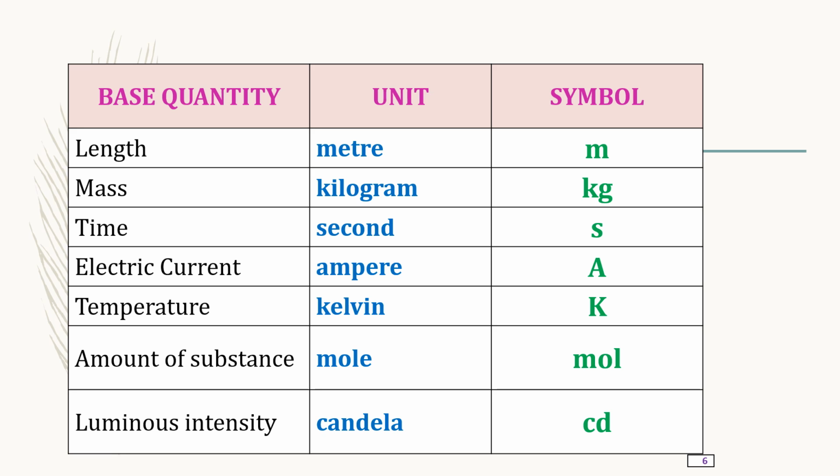Now we will see the unit and the symbol. For length, the unit is meter and the symbol is m. Mass, kilogram, kg. Time, second, s. Electric current, the unit is ampere and the symbol is A. Temperature, kelvin, K. Amount of substance, mole, the symbol is mol. Luminous intensity, candela, and the symbol is cd.